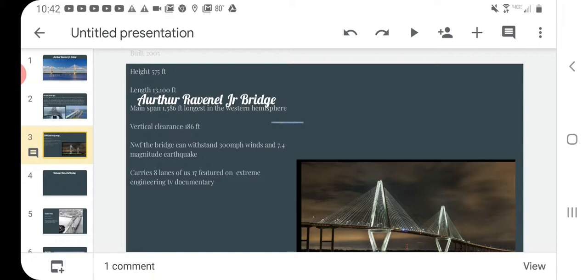Okay. Well, the bridge can withstand 300 mile per hour winds and a 7.4 magnitude earthquake. It carries 8 lanes of US 17. The next two bridges carry US 17, so I'm not going to say that. And it was featured on Extreme Engineering.